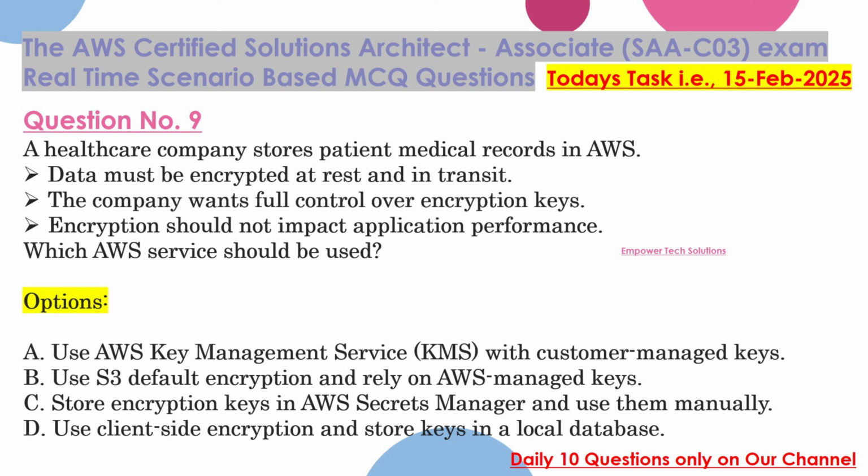Options: A. Use AWS Key Management Service, KMS, with customer-managed keys. B. Use S3 default encryption and rely on AWS managed keys. C. Store encryption keys in AWS Secrets Manager and use them manually. D. Use client-side encryption and store keys in a local database.